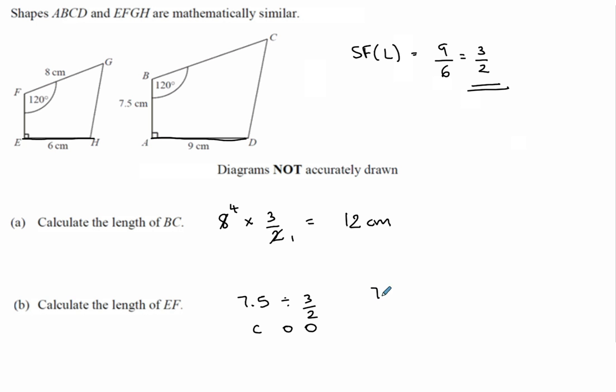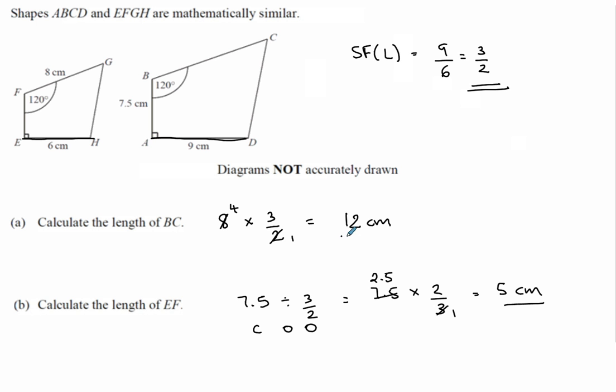So we have 7.5 times 2 over 3. And both of these can go into 3, so there's 1 in there. And there's 2.5 in there, because 25 times 3 is 75. And then 2.5 times 2 is 5 centimeters.